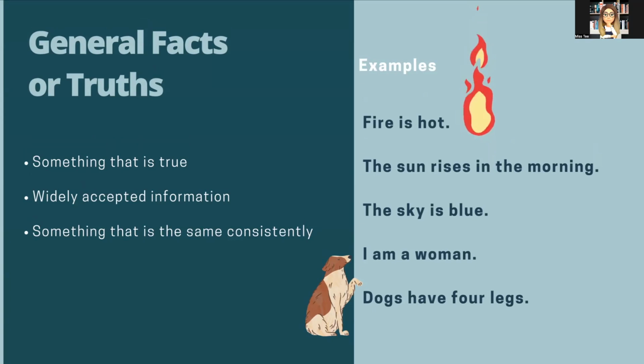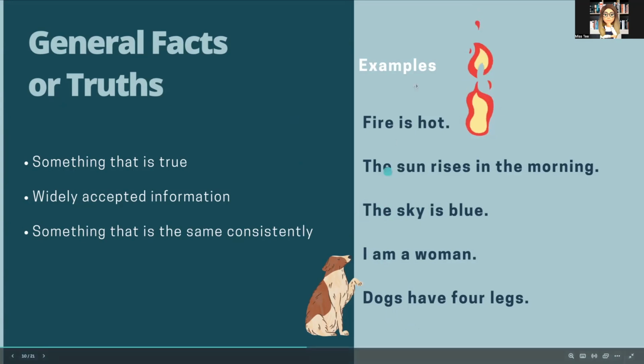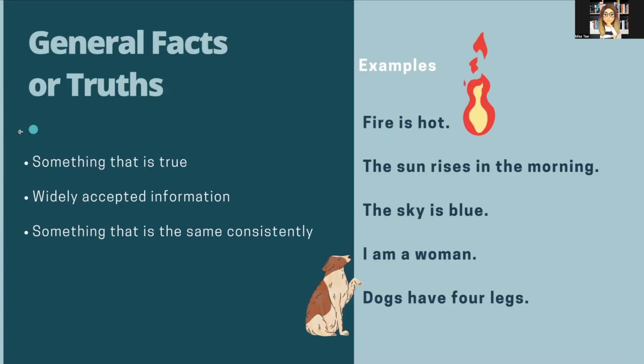Some examples. Fire is hot. The sun rises in the morning. The sky is blue. I am a woman. Dogs have 4 legs. So in all these cases, we might see slightly different structures from what we learned about, but it's all the same tense. So even though we've learned 3 different structures, all these structures are in the same tense. Simple present tense, we use it for facts. All of these things, all 5 of these things are facts. So that's why we're using the present simple tense.